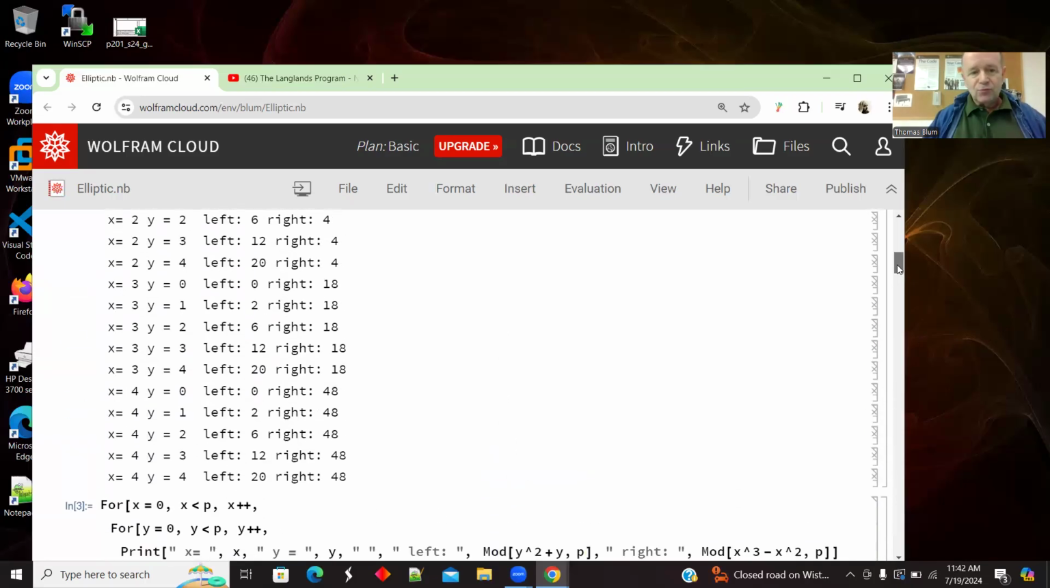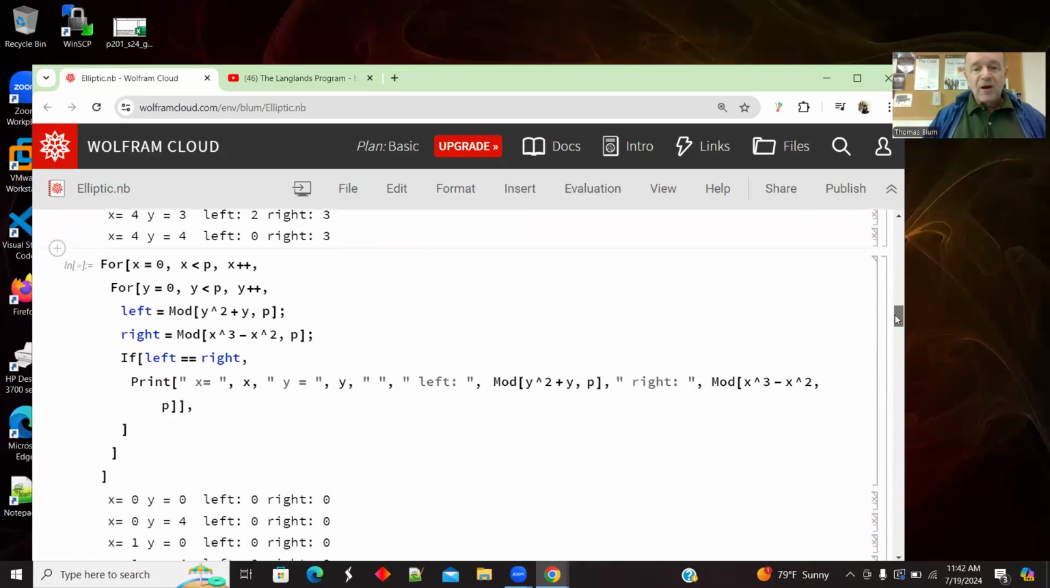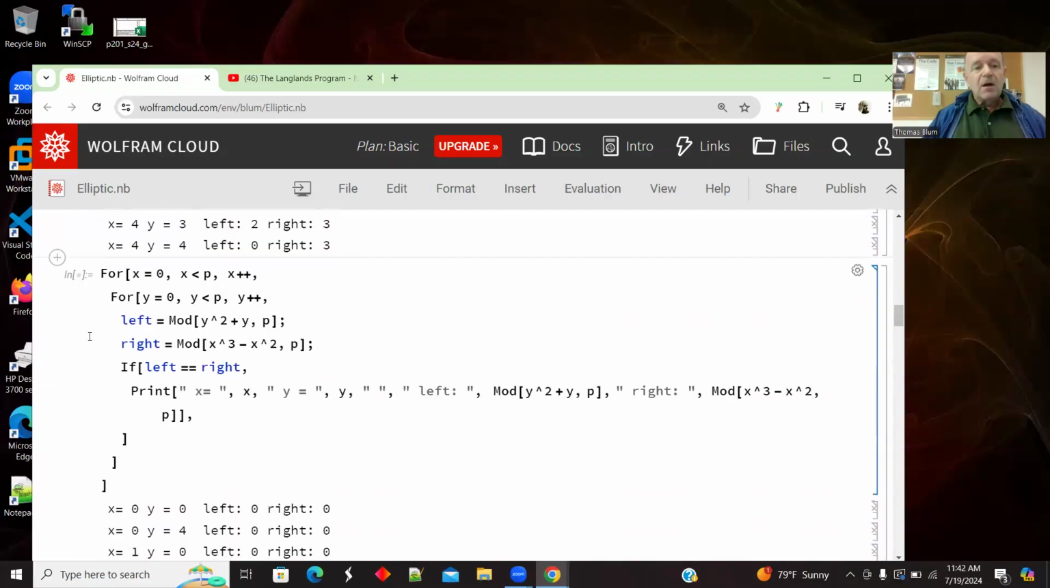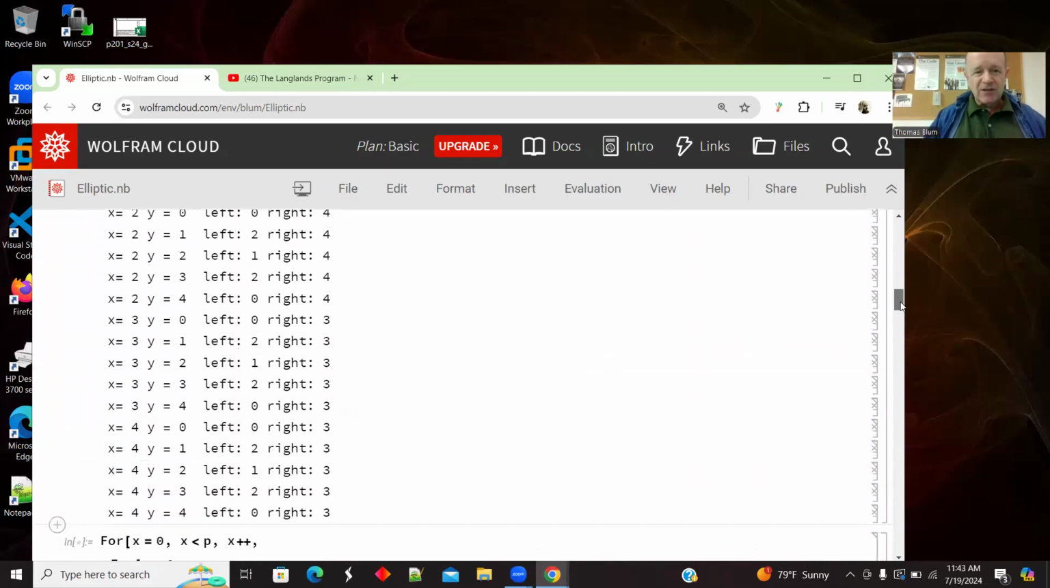And now, the prime was 5. So I'm taking this 48 at the end, this 20, and that will be 0 when I mod by 5, and this 48 will be 3. There it is, 0 and 3. Okay. So now I only want them when it's a solution, with all this modulus stuff going on, when the left and the right-hand side are equal.